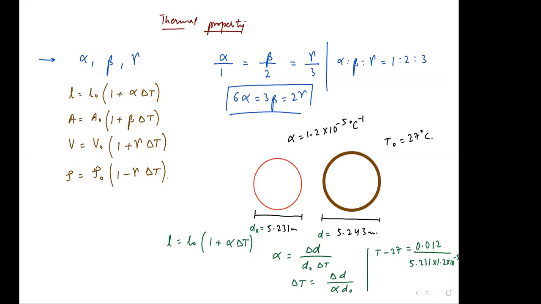Atif, could you explain why we leave some gap at the junction or joint between any two rails on a railway track? Sorry, sir, can you repeat the question? Why is there some gap left between two adjacent rails on a railway track? Because in hot days they will expand, so the gap is there. Good.